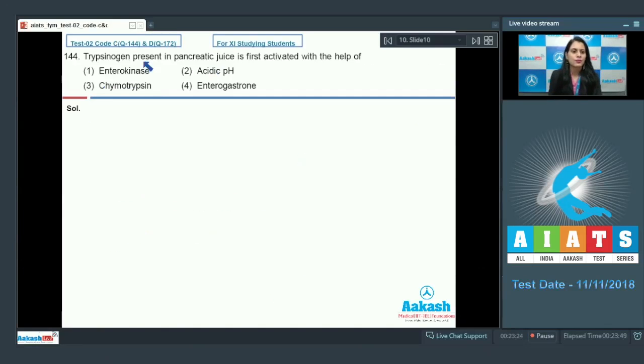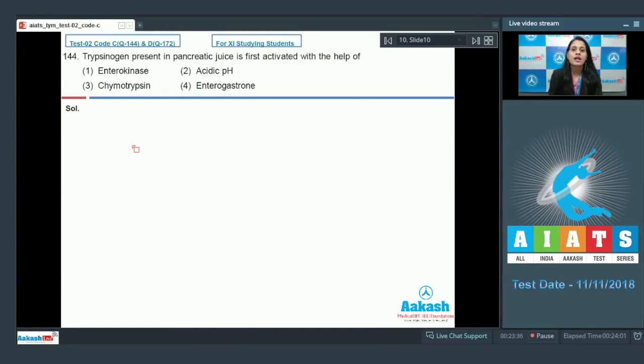Question number 144. Trypsinogen present in pancreatic juice is first activated with the help of. Now trypsinogen, which is an inactivated form present in pancreatic juice, is first activated by an enzyme called enterokinase. So the correct answer for this question is option number 1. Enterokinase is an enzyme synthesized by intestinal glands and is responsible for the conversion of trypsinogen into trypsin. Let's discuss other options also.